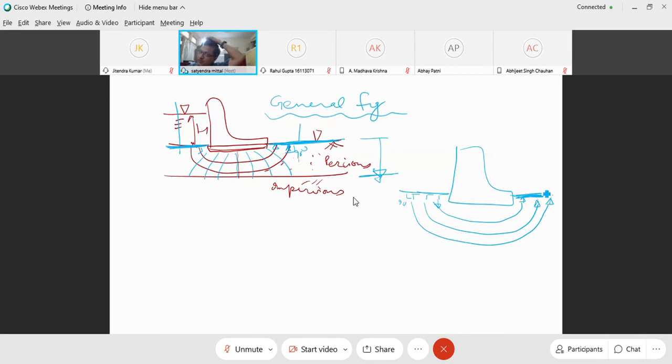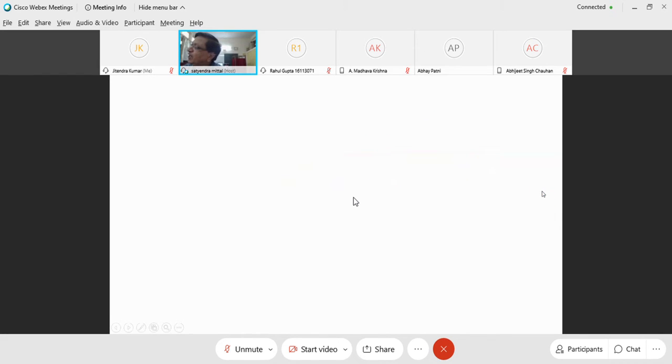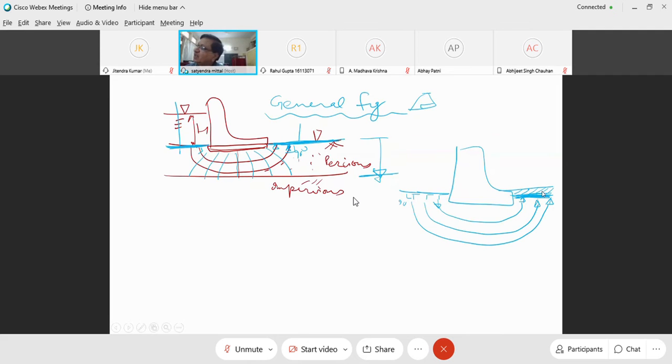Therefore, in the previous class yesterday, I had shown a filter here in the earthen dam. The purpose of this filter is to prevent this uplift pressure. So here, generally a filter is provided. What is a filter? A filter is basically a layer of stone ballast material. It can be cut stones or it can be ballast.